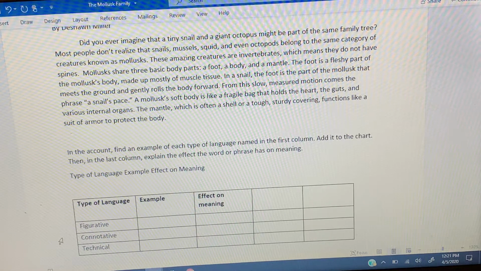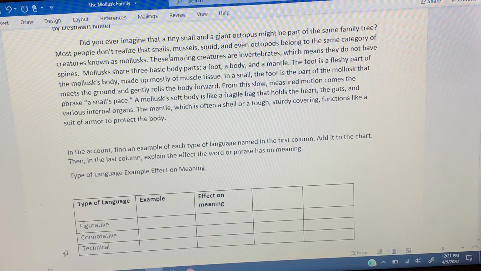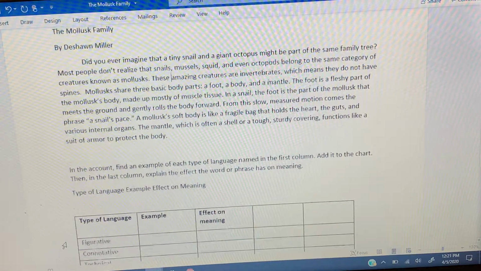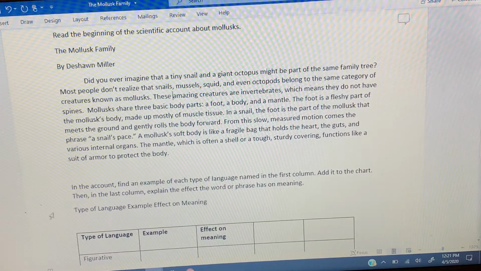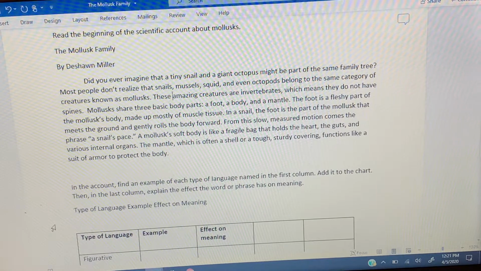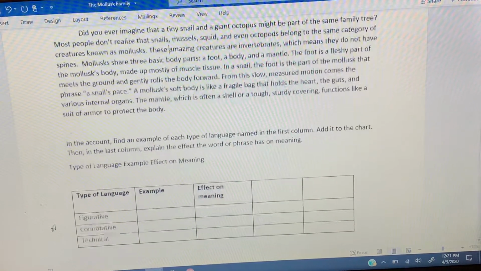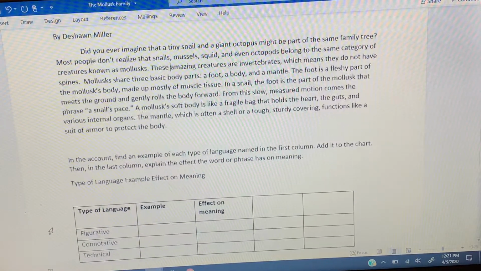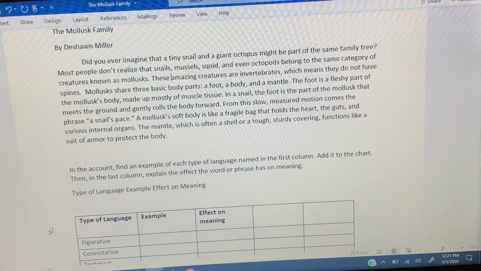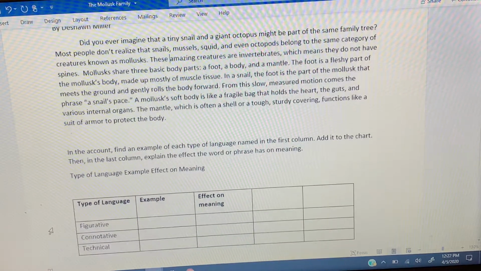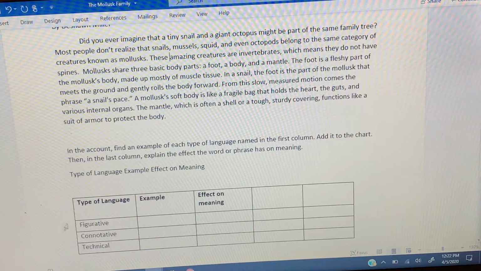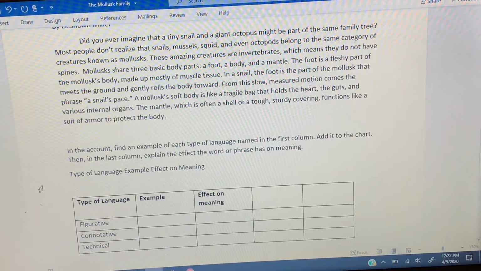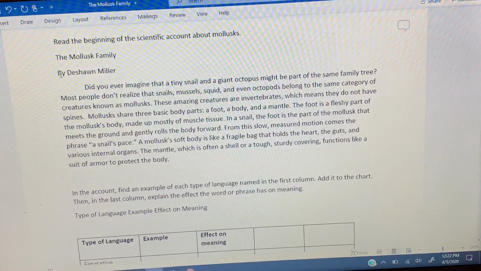So with the technical term, that's just a term that's used specifically within one type of discipline. So we're going to be looking here at a text about mollusks. So we know this is something that's mostly studied by biologists. So we might come across a technical term used specifically by biologists to help us understand something about the mollusks. So let's take a look at this text and try to take account of anytime we see figurative, connotative, or technical language. The Mollusk Family by Deshaun Miller.